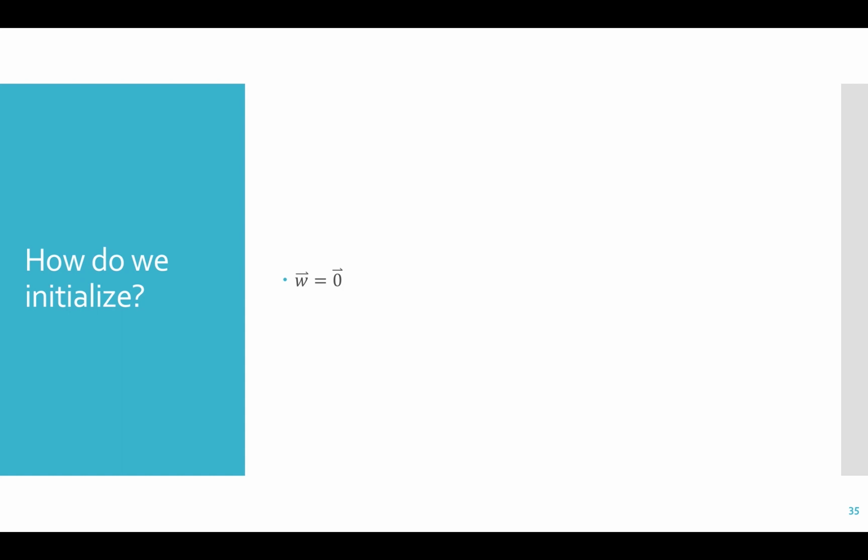So now we know how to learn. How do we start learning? How do we initialize? With the perceptron, we just started with both w and b being equal to 0. Let's see how that would work here.